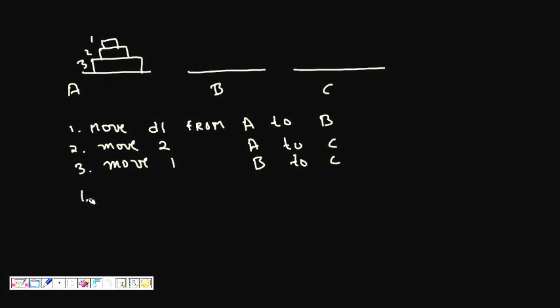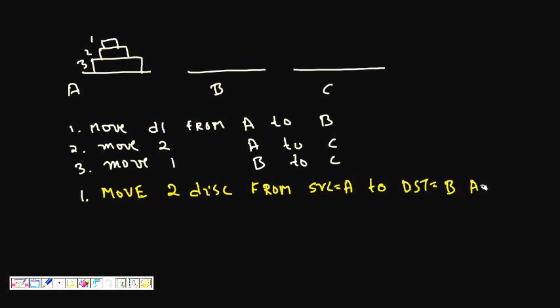So the first step will be: move 2 disks from source equal to A to destination equal to B, and auxiliary we will use as C. Okay, so this way the 2 and 1 go away, and now they come at this place. Okay, 1 and 2.